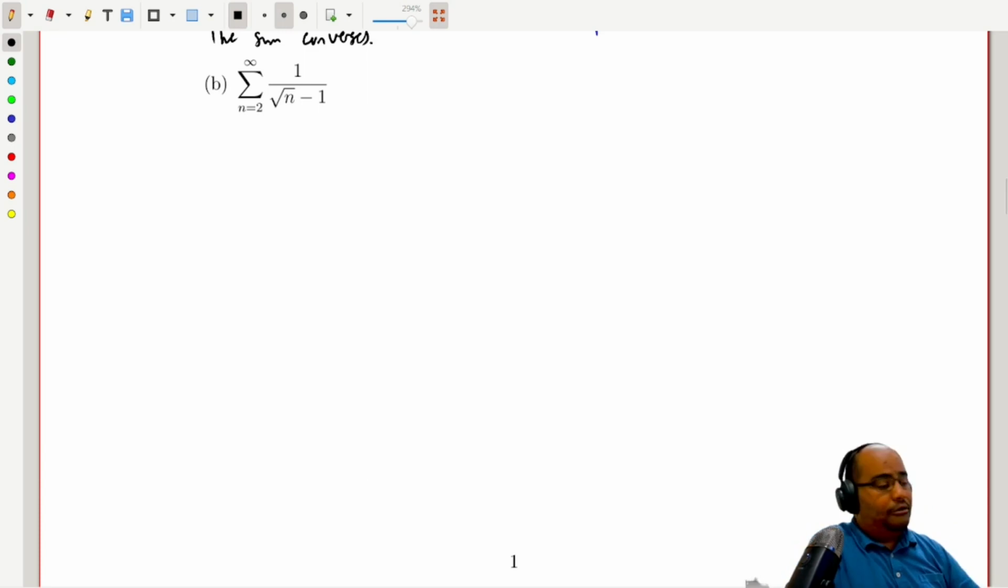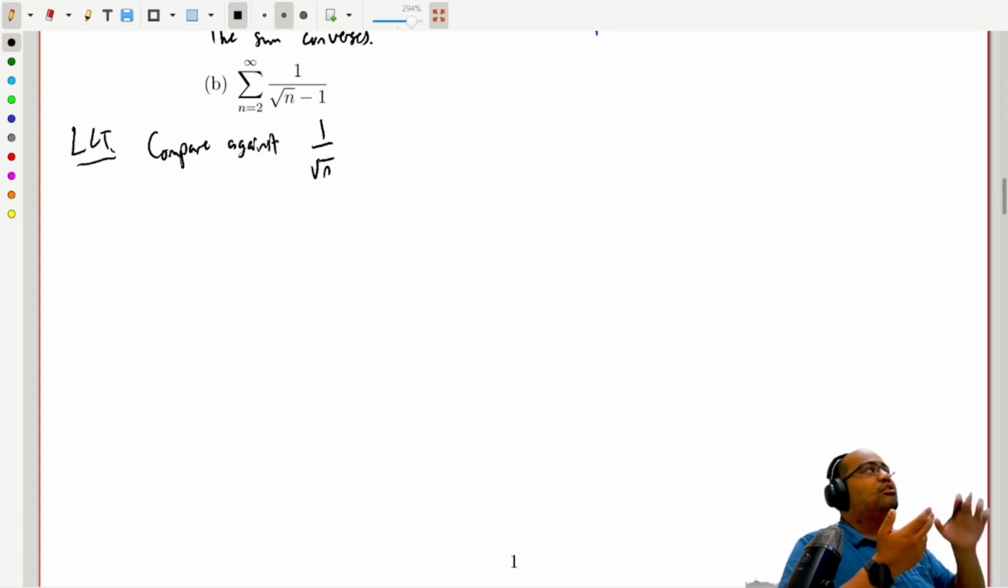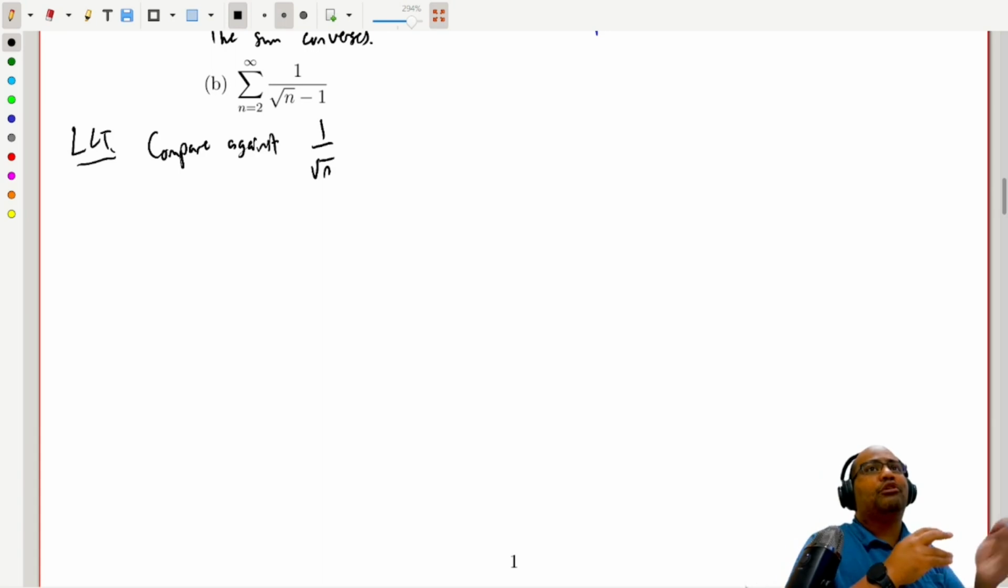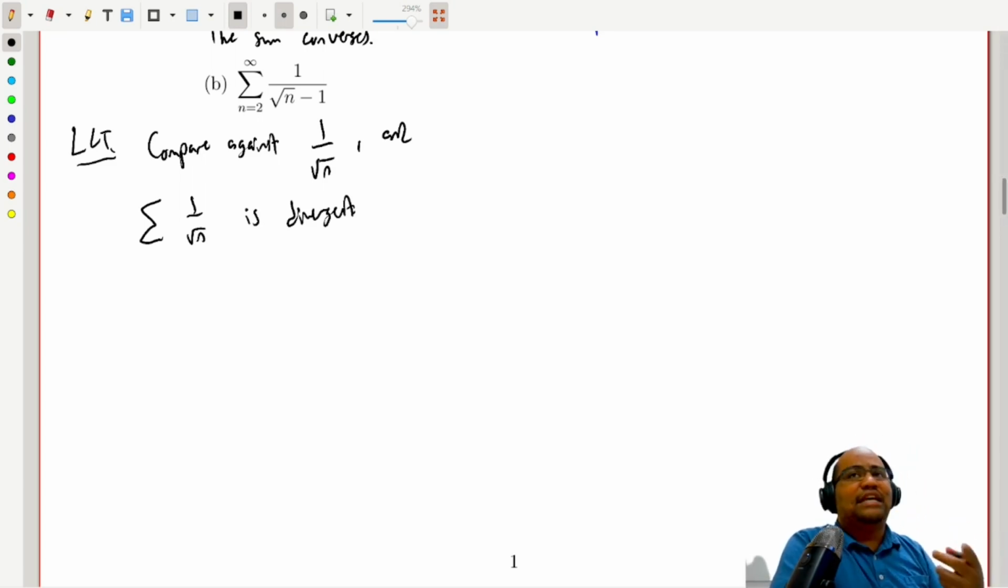So again, if you want to use the limit comparison test, we're going to compare against 1 over square root of n. Why 1 over square root of n? Because that looks like our most basic thing if we ignore constants and lower order terms in both numerator and denominator. And we know that this thing is not summable. The corresponding sum, 1 over square root of n, is divergent. Why? Because square root of n is n to the 1/2. 1/2 is smaller than 1, so by the p-series test, that thing is divergent.